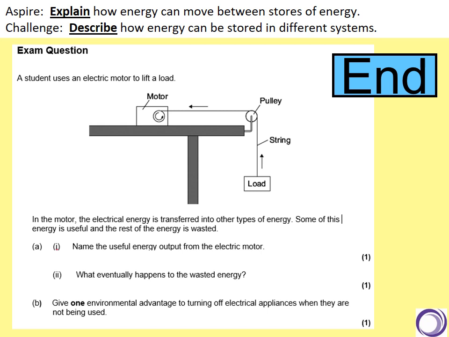Part B, give one environmental advantage of turning off electrical appliances when they're not being used. Well, a lot of our electrical appliances are using electricity that's produced from power stations that burn fossil fuels. So if you've put it reduces CO2 emissions, then that would be correct.